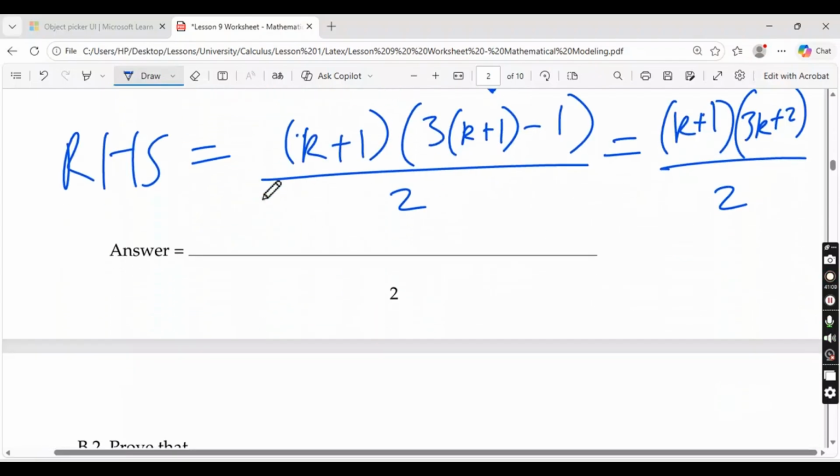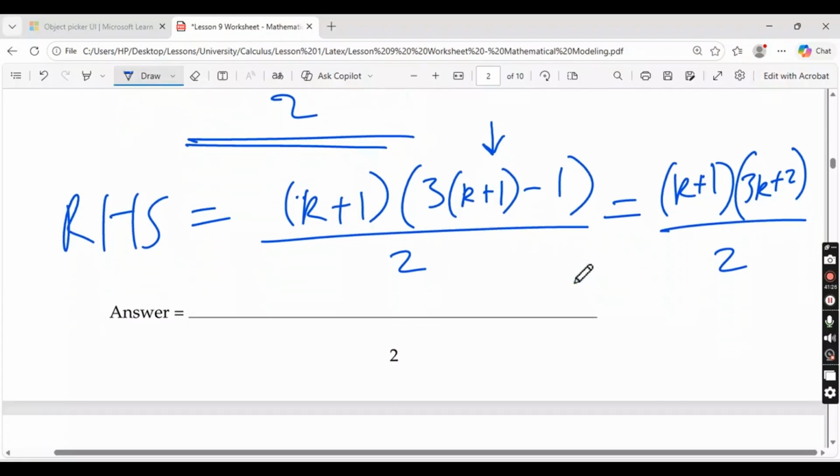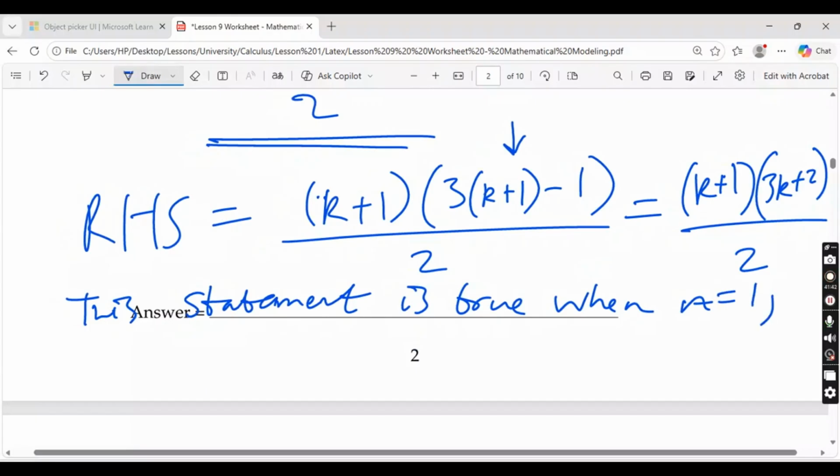So once you have done this, now you have answered the whole question. Now you would have proven. The only thing that is missing is a statement that you have to write. So you would write this statement is true when n is equals to 1, n is equals to k, and when n is equals to k plus 1.